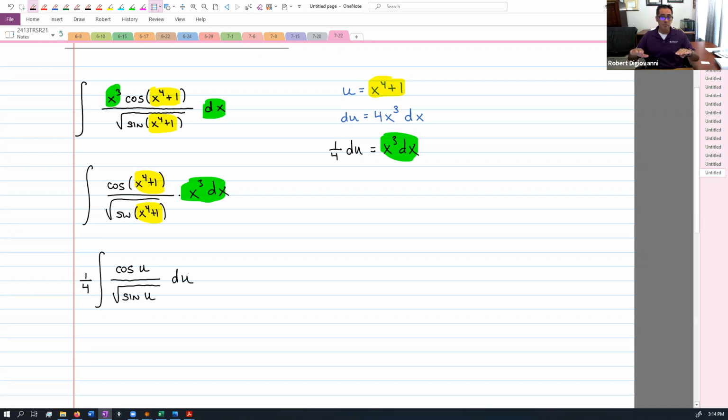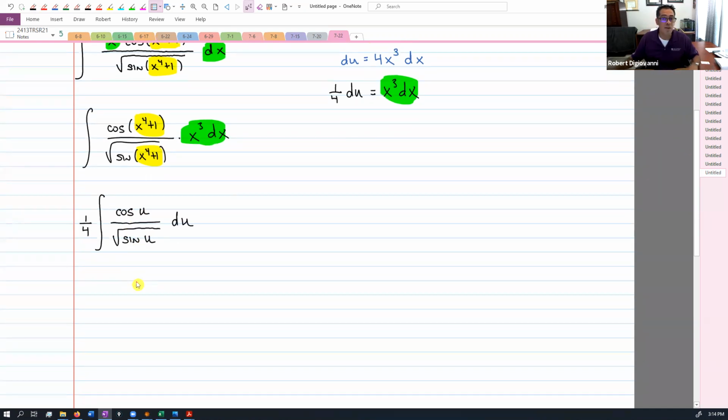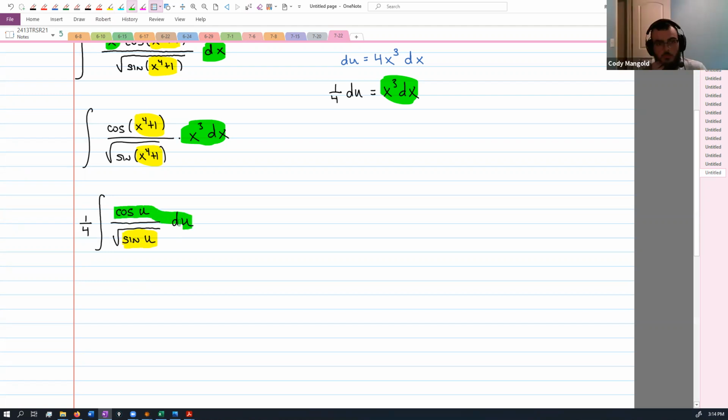Y'all understand that? We're not done. We need to find the antiderivative of this, which we can't. This is not something easy. So we start over. Do you see something in its derivative? You've got sine of u, and the derivative of that is cosine of u du. Do you see that there? So I'm going to make another substitution, a second one. Now I'm not going to call it u because we already did u. I'm going to call it v.